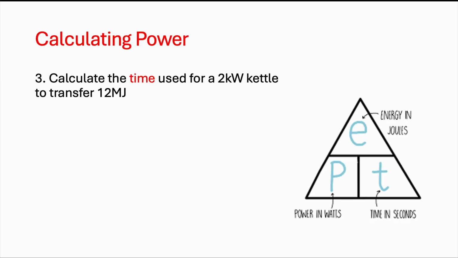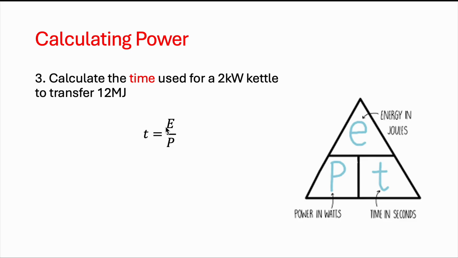Okay, no worries if you're not sure about those prefixes. Again, this is just another common thing which comes up. We've got T, and we want to know T, and we know E and P. So time is energy over power. You notice here, if I do cover up T, I get E over P. But this is where we've got a nasty one.